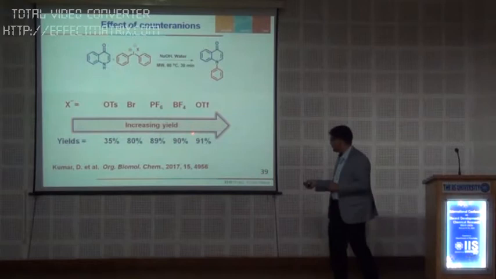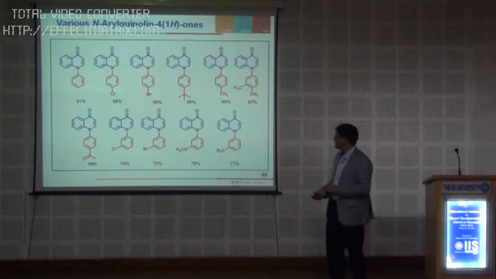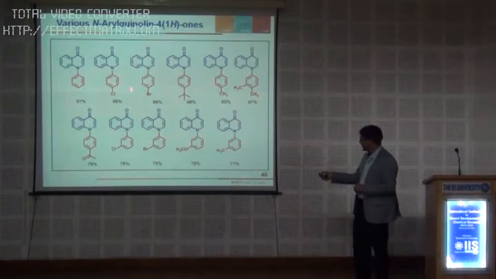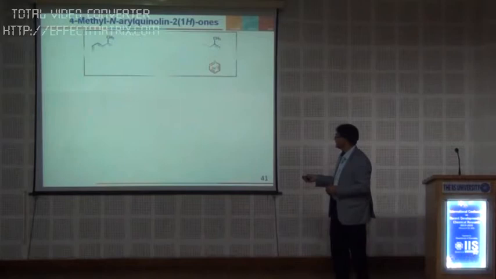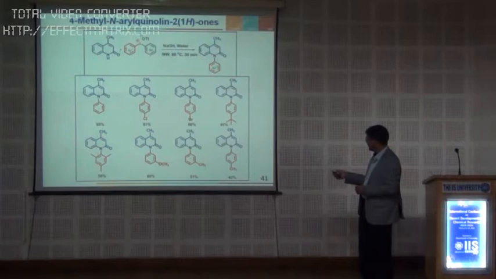So with this suitable counter anion and having a diverse set of diaryl iodonium salts, we could make a library of these N-arylated quinolones regioselectively, without any trace of O-arylated product. And when the 2-quinolone was taken, it gives the corresponding N-arylated quinolones, and we prepared a good library of these compounds in very good yield.